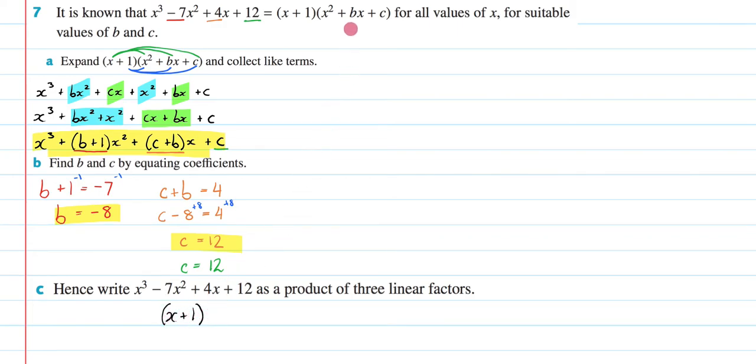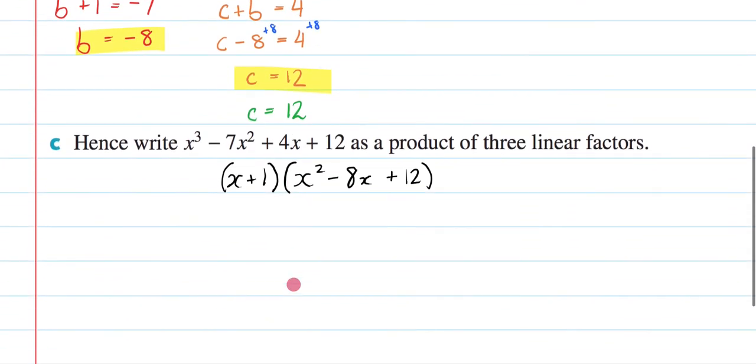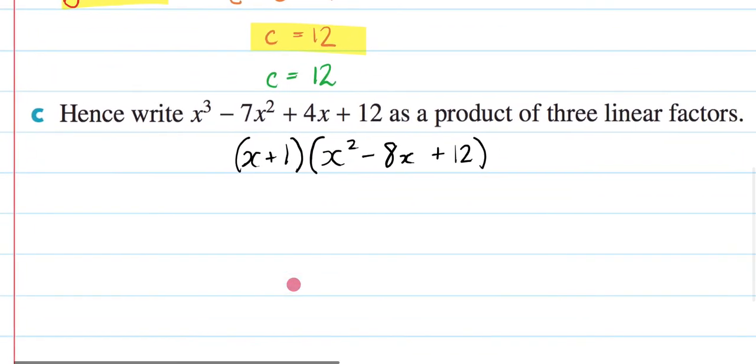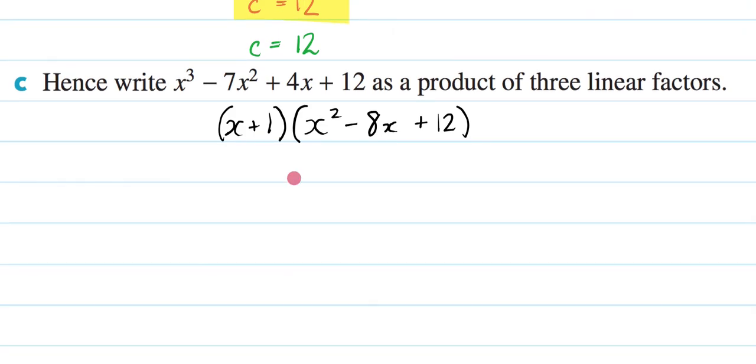And now what I'm going to do is put in my values of b and c because we know what they are. So my b value is negative 8. So it's going to be x squared minus 8x. And my c value is 12. It's going to be plus 12. All right, let's zoom in now. So hopefully that made sense. We figured out what b and c were in the previous question. And now we've simply subbed that in to what we were originally given.